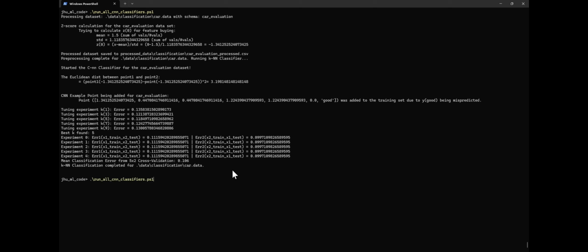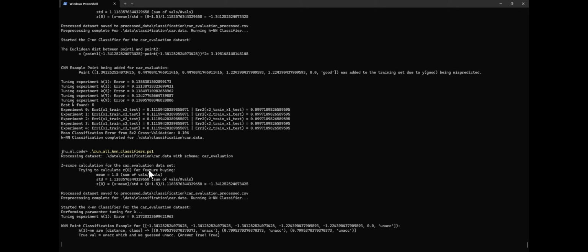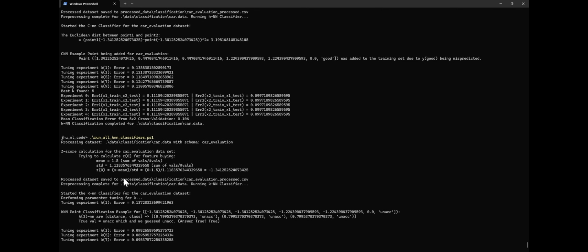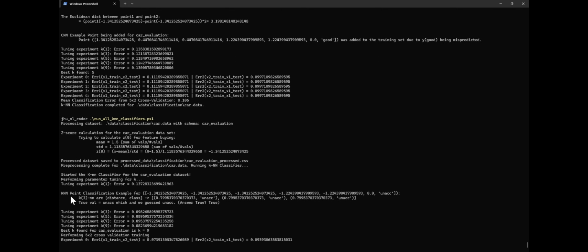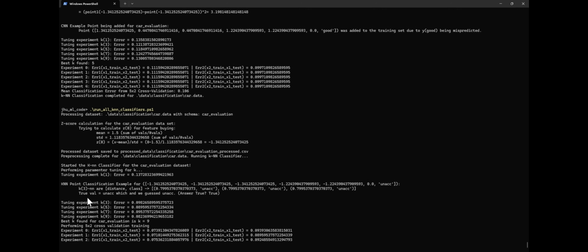So now I'll be running my k nearest neighbors classifier. This one is very similar to the condensed one, except here I will be demonstrating how the k nearest neighbor points are calculated. You see here, for this particular point x, there are three neighbors, which are these three right here, which are all marked as unacceptable. The true value is unacceptable, which we guessed correctly. So this is showing you how I'm doing the nearest neighbors calculation.